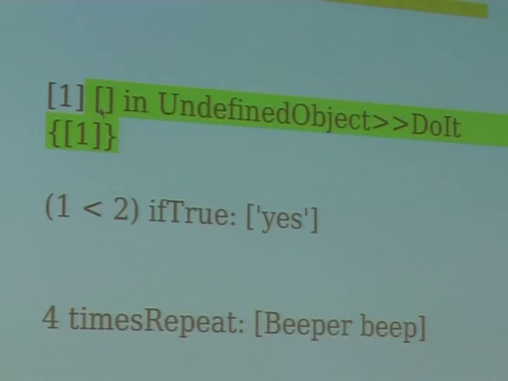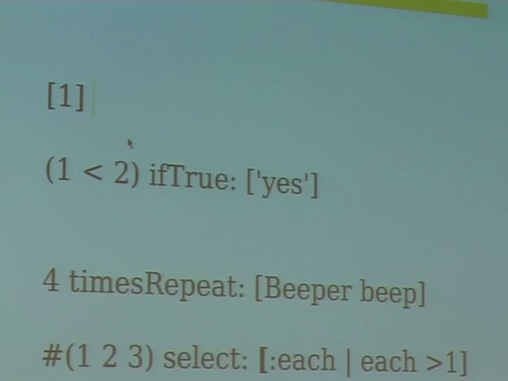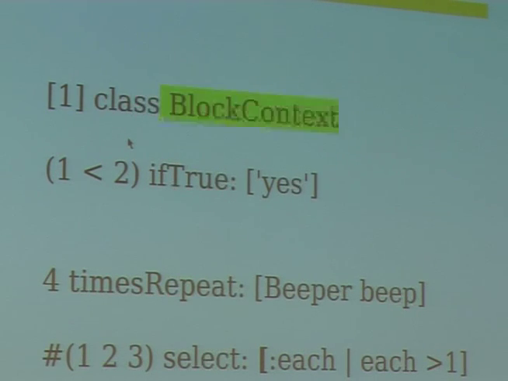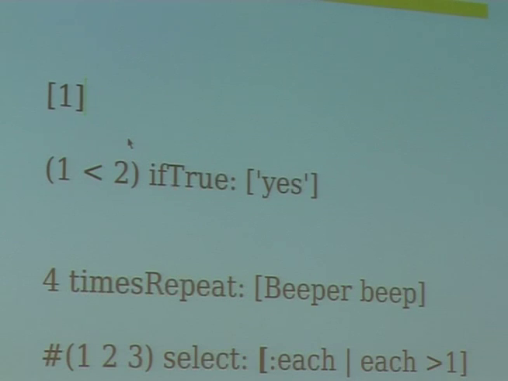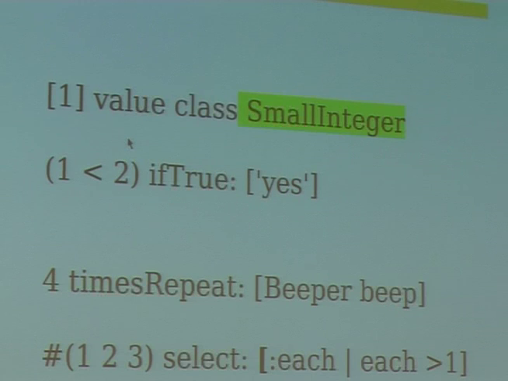If I print that, it will tell me that it is something strange, a block, and lots of information we don't need. So we can actually ask it for the class, and it says block context. To get the value of the code inside, we need to tell it value, and then we get the value, which is 1, which is class small integer.